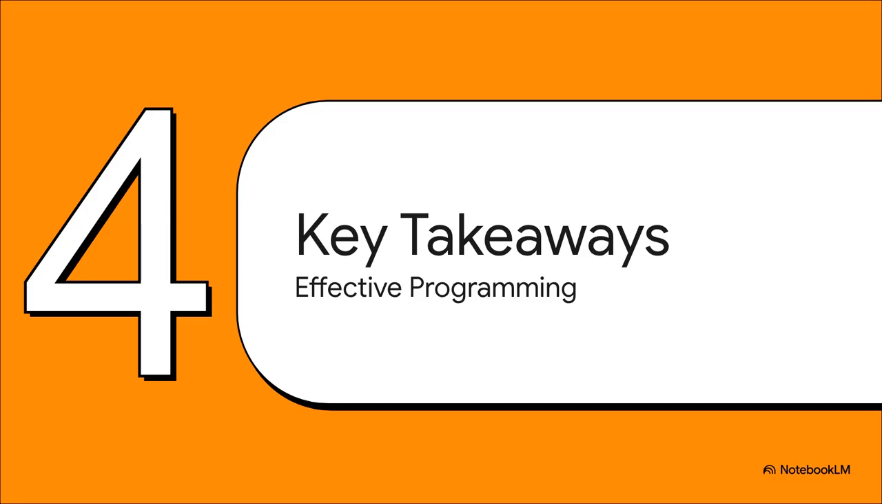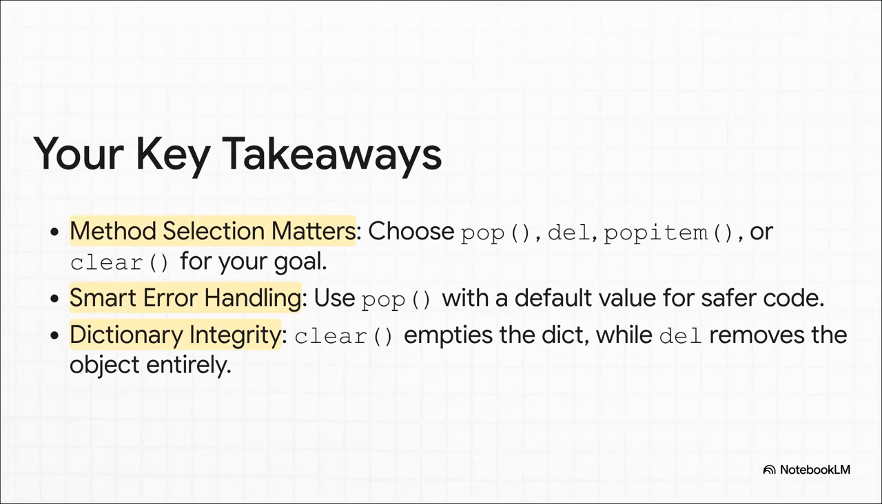All right, we've covered a ton. So let's boil all of this down to the key takeaways, the things you really need to remember to make your code better. So, here are the 3 big things I want you to walk away with. First, your choice of method really matters. Before you delete anything, just ask yourself one question. Do I need the value back? The answer will tell you exactly which tool to grab.